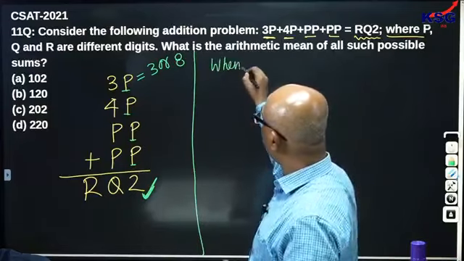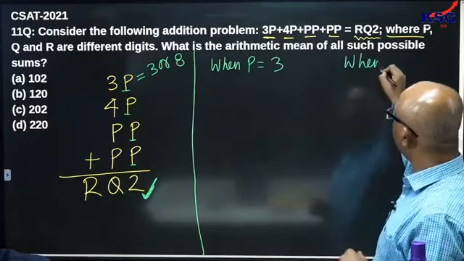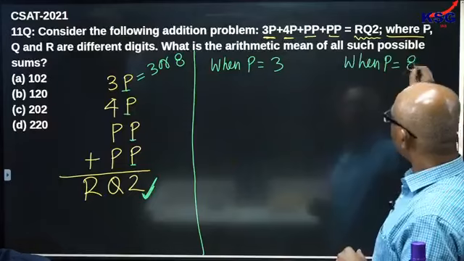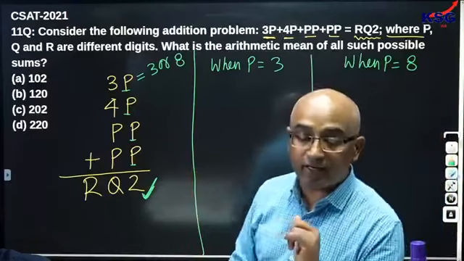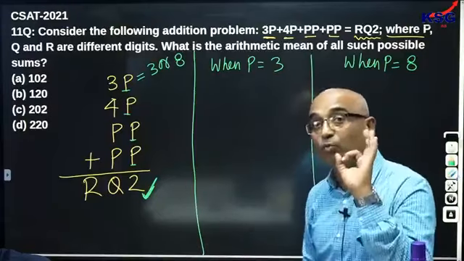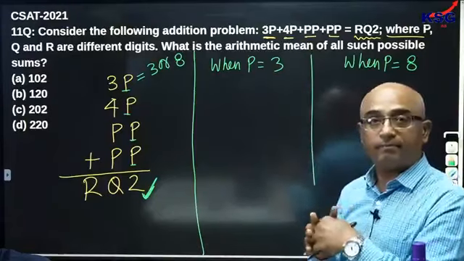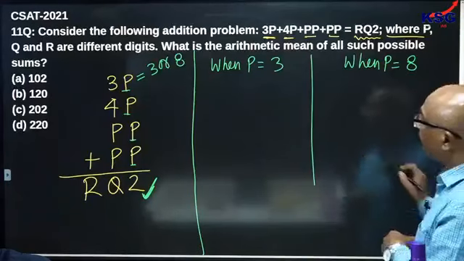Copy, when P can be 3 or P can be 8. Copy the solution slowly. So 2 cases are possible. In this addition, P can be 3 or P can be 8. If you miss one, you will miss the answer. So now see, when P is 8, when P is 3.